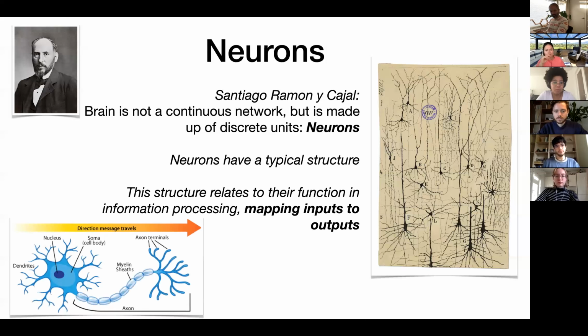So what I'm going to talk about today is that this tree-like structure that we see in the biological neuron relates to the neuron's function in terms of information processing. And what we're specifically going to focus on is the mapping of inputs to outputs that the neuron implements. And as you see at the bottom left here, this is a schema of a neuron.